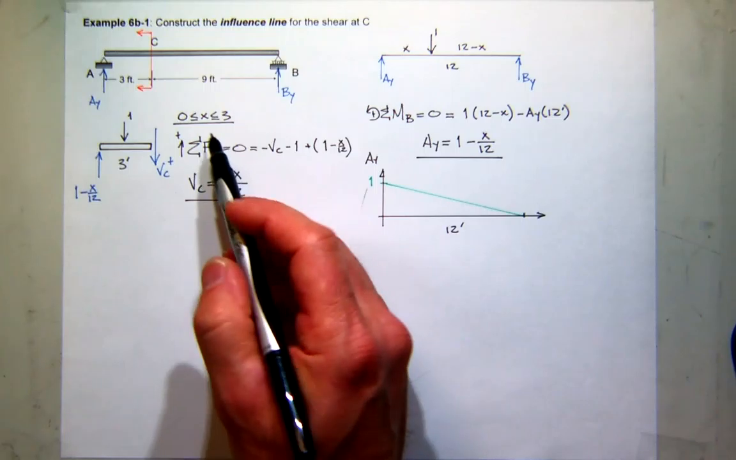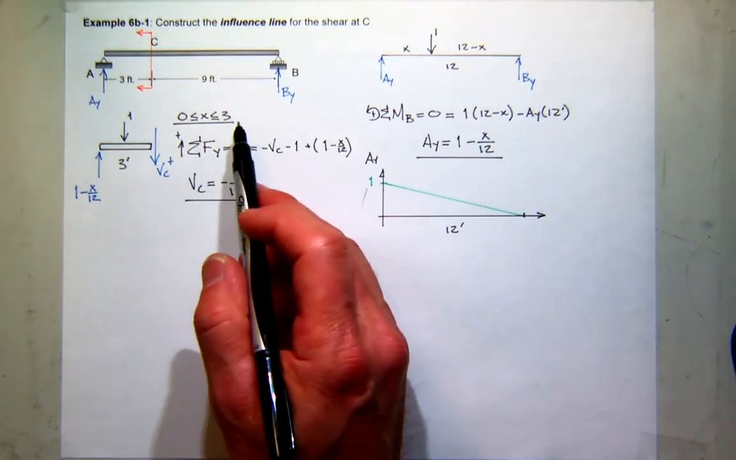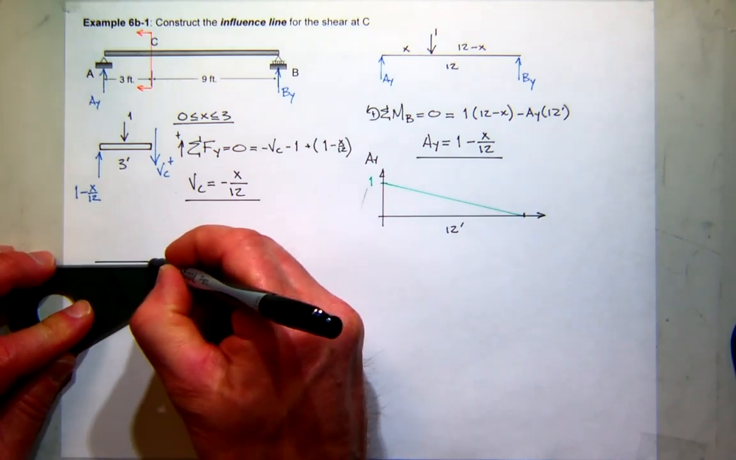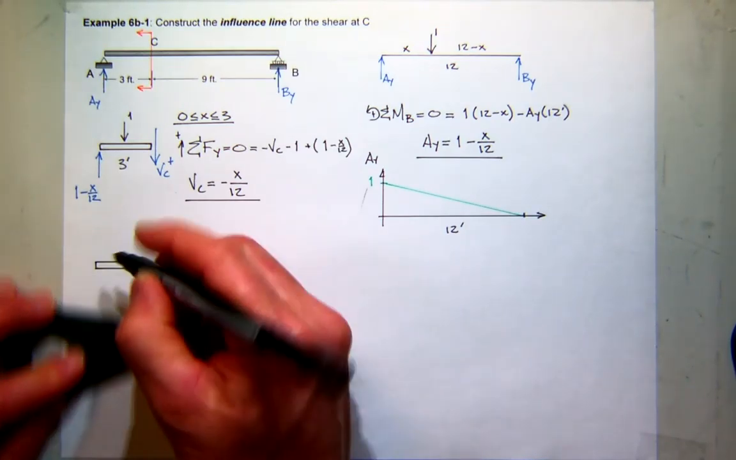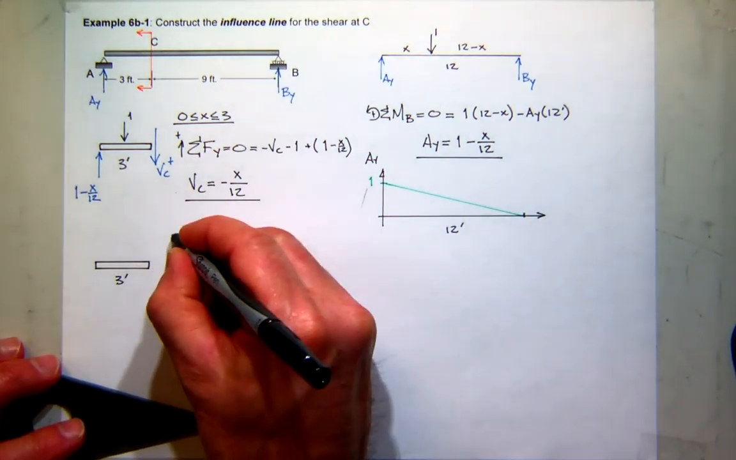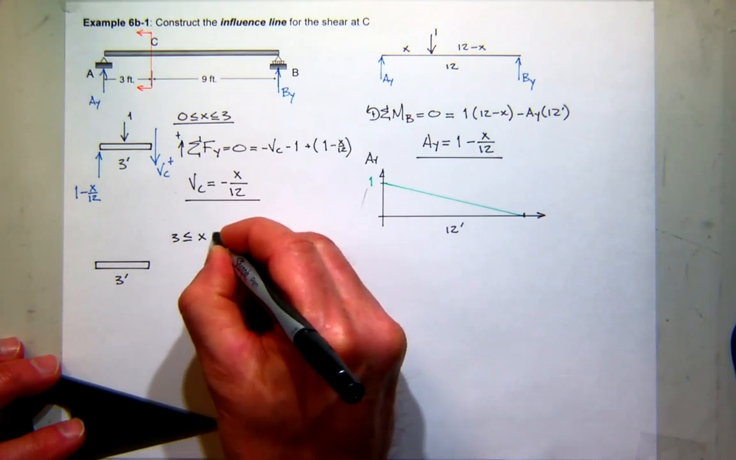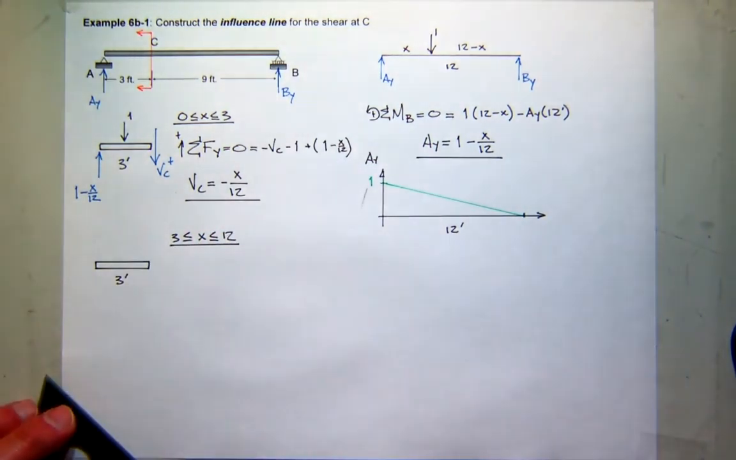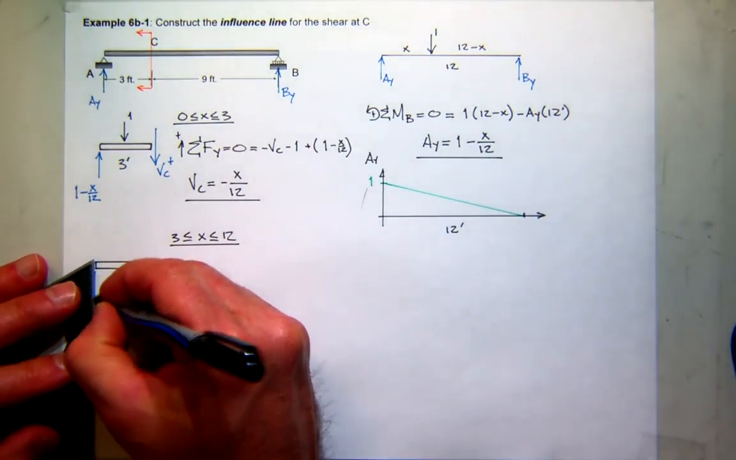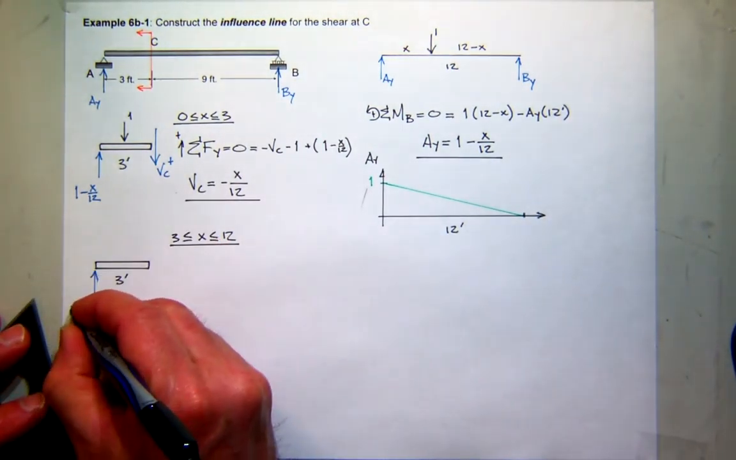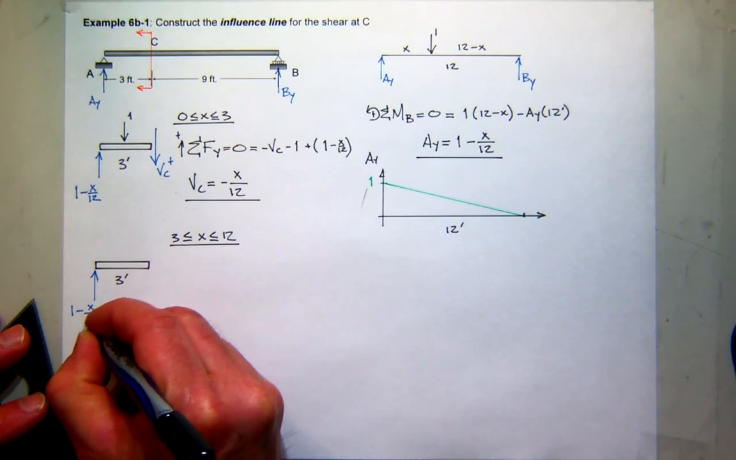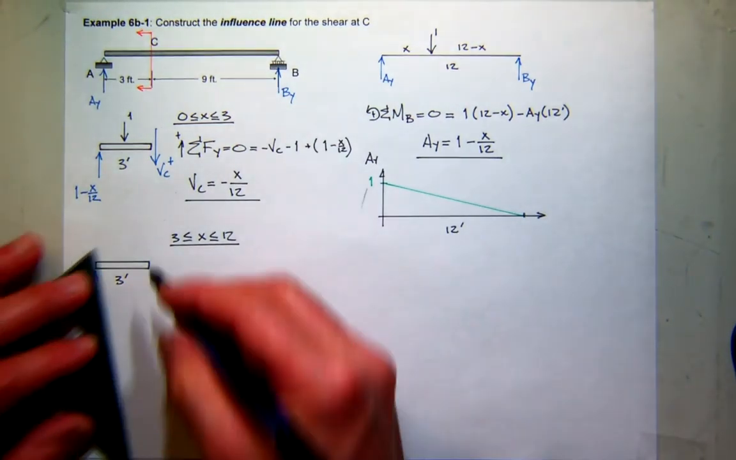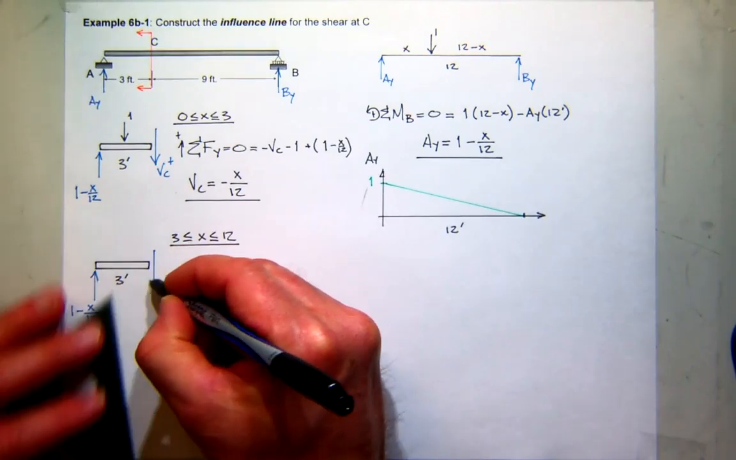But that's only valid for the first 3 feet. Because what happens to my free body diagram when the load goes between 3 and 12? Well, my reaction is still the same because it's a function of that position, 1 minus x over 12. So it's behaving as the load moves as a function of x. This is still my positive shear at C.